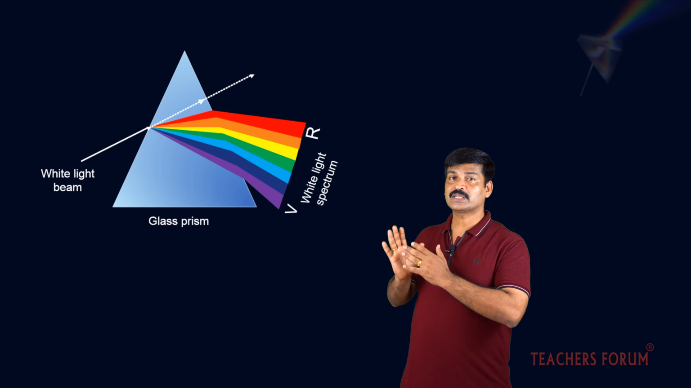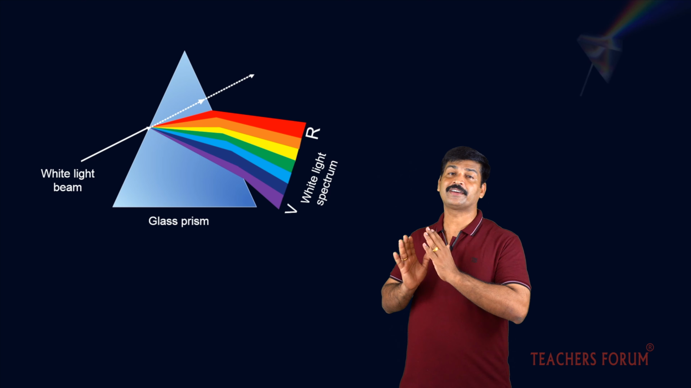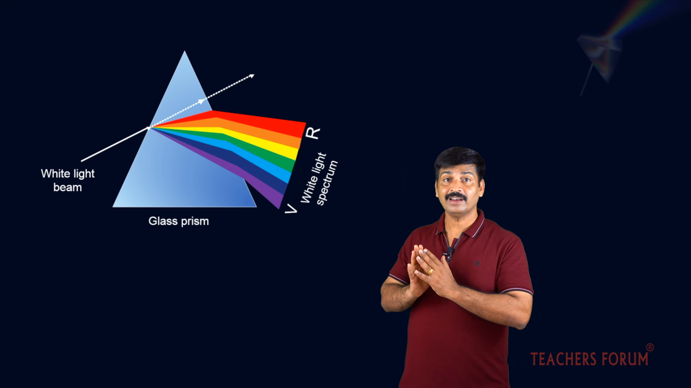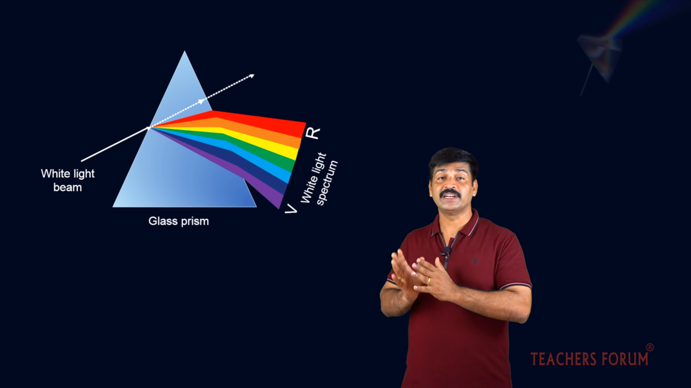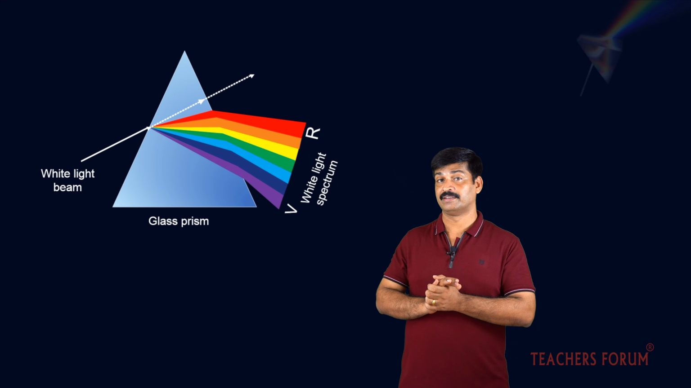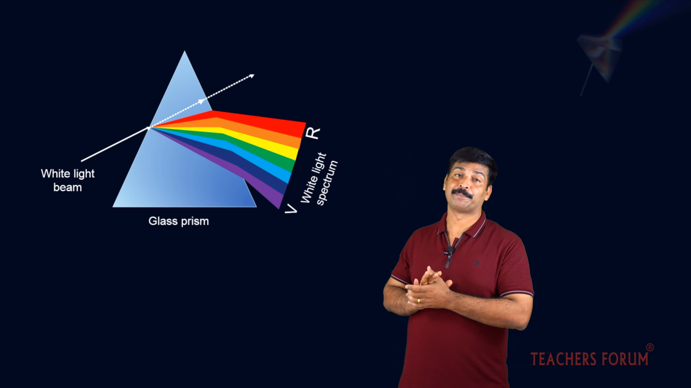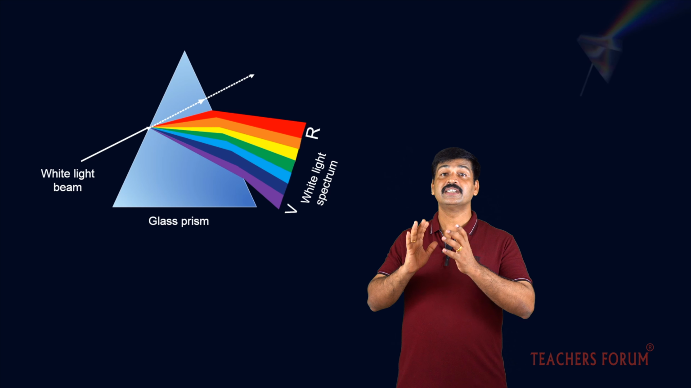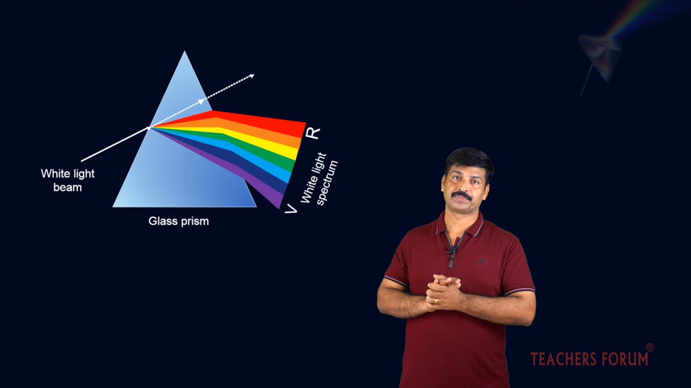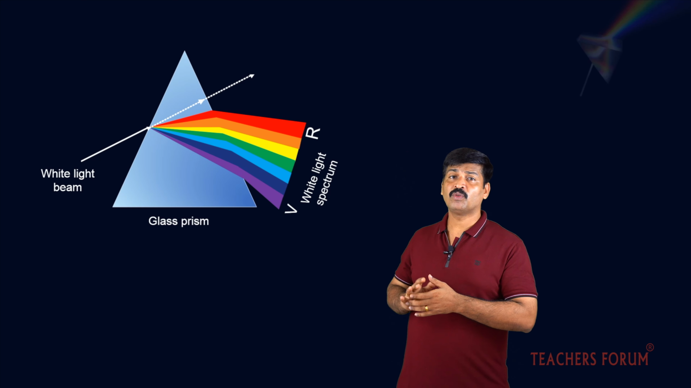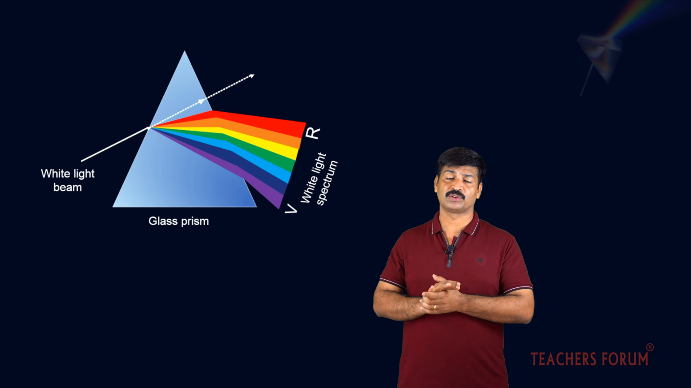So see, all these colors are components of white light, but still all these colors are bending at different angles because of the difference in speed in a medium. So different colors have different speeds in a medium. Now this phenomenon was first observed by Sir Isaac Newton.